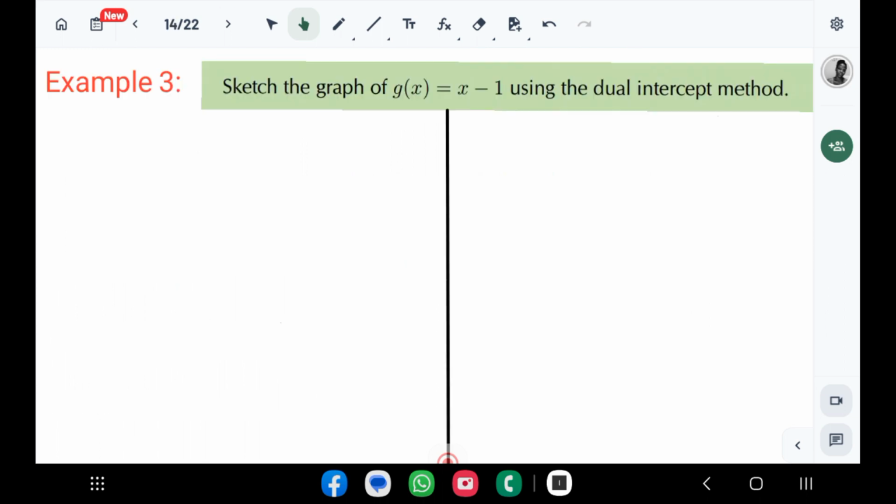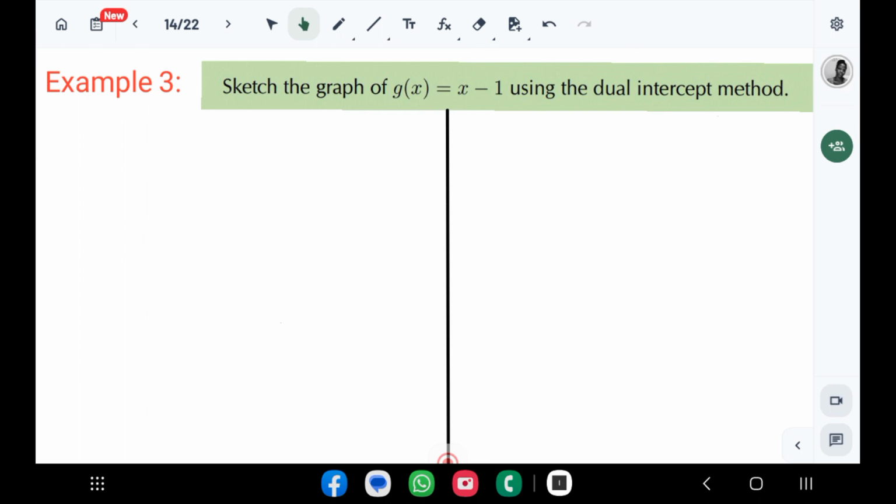Now let's look at another example. Example 3: sketch the graph of g of x equals x minus 1 using the dual-intercept method. Notice that this one has your c equal to negative 1, meaning it will be shifted. But what direction? Is it going to be up or down? Remember, when your shift is up, your c is positive. But when your shift is down, your c is negative. Not sure what this is going to look like yet? No problem. Let's figure out what the intercepts are.